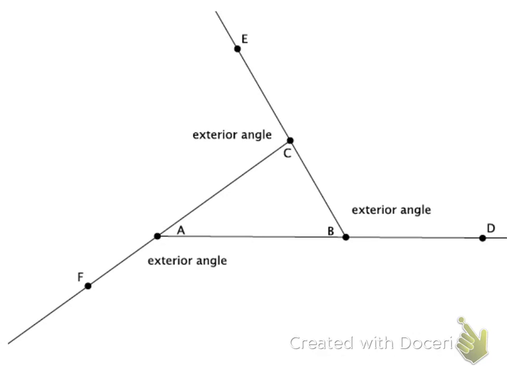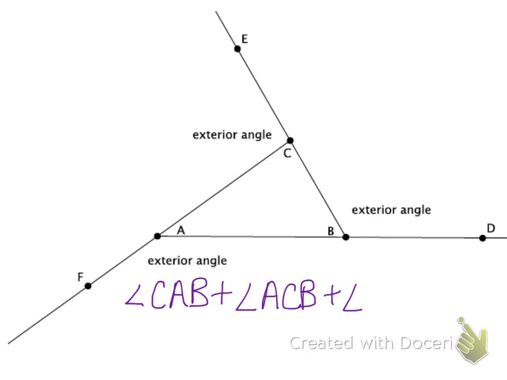So we need to name these angles. So we've got angle CAB, that's this one here, CAB, plus angle ACB, and we've got angle CBA, or ABC. But those add up to 180 degrees together.